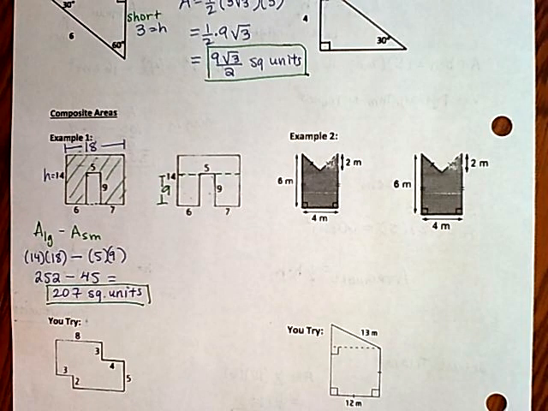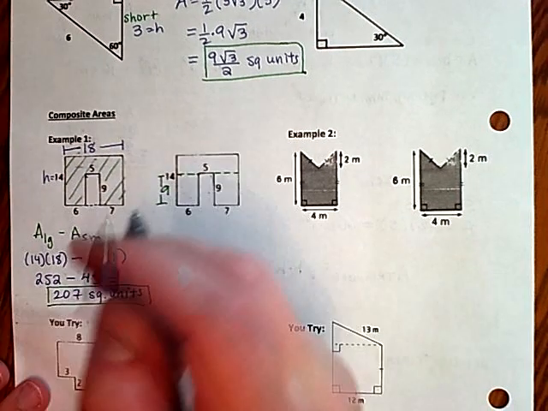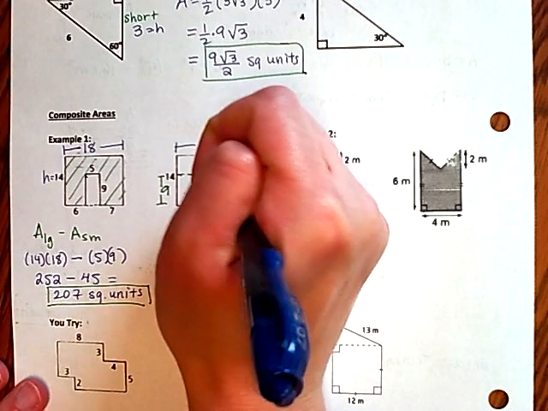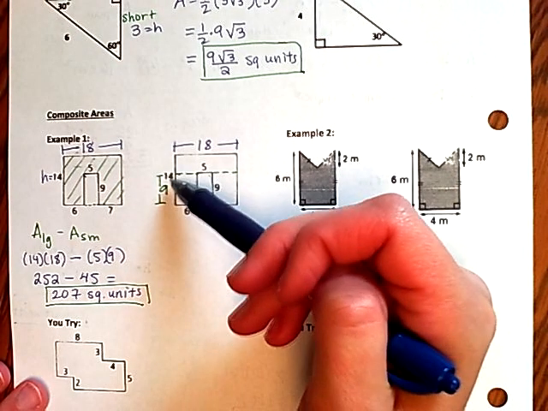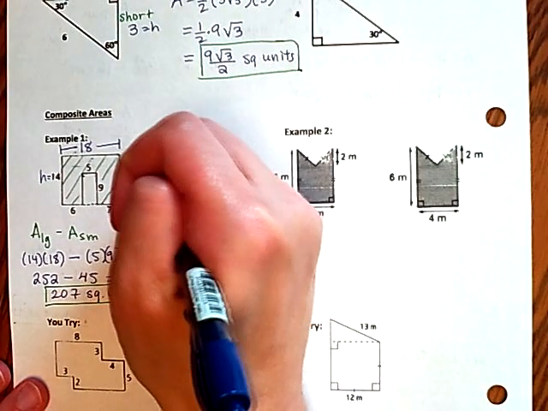And if you do 14 times 18, you might need a calculator. You get 252. And I'm subtracting from that 5 times 9, which is 45. So I get 207 square units.